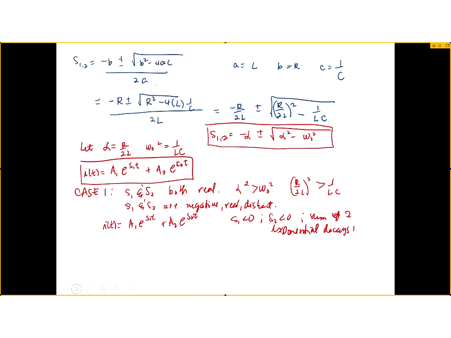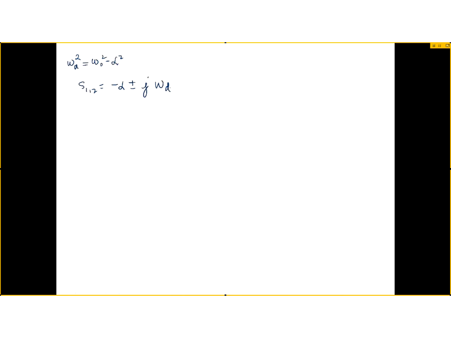Okay, so if we do that, our s1,2 will become what? Negative alpha, right, plus or minus j times, what happens to that? We call it omega d now. So it's complex.